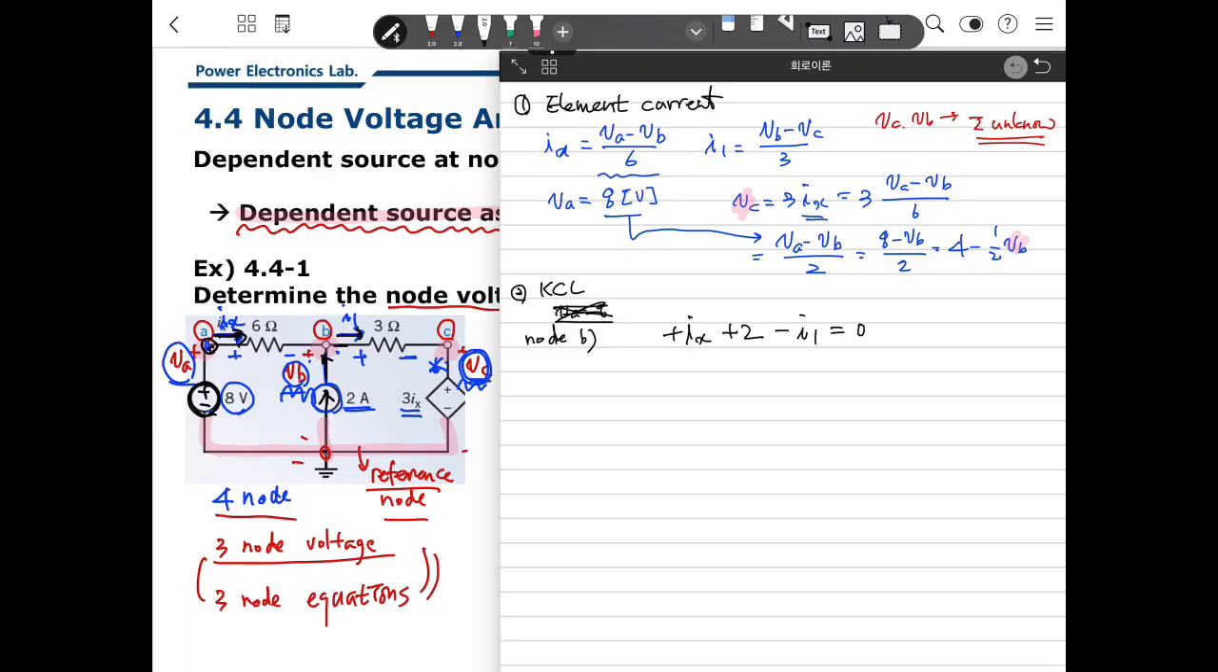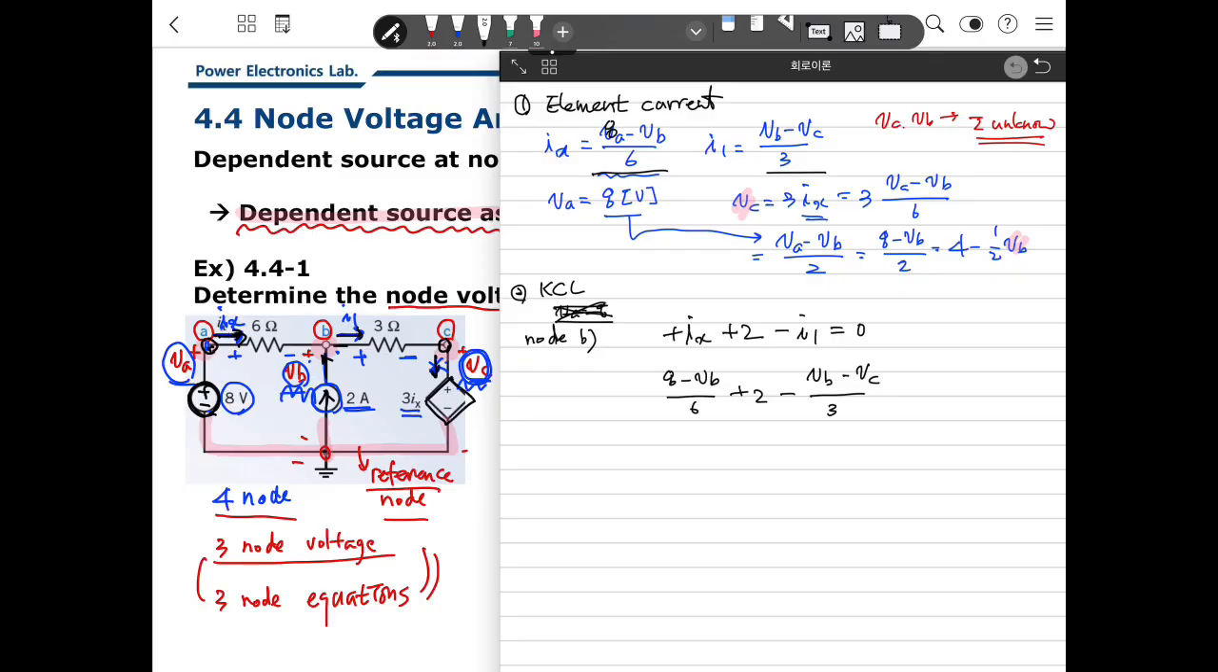Then what is IX? IX is 6 minus VB, so IX is 6 minus VB, plus 2, minus I1, which is 3 VB minus VC. Okay. And how about node C? Can you apply the KCL to node C? We can't. Why? Because one node is connected through the voltage source, so we cannot define this current. So we cannot do that.